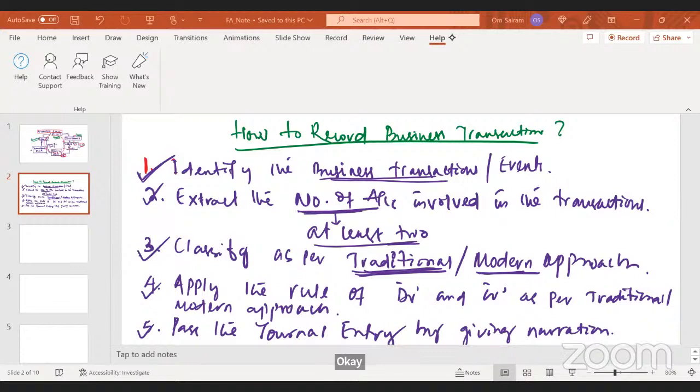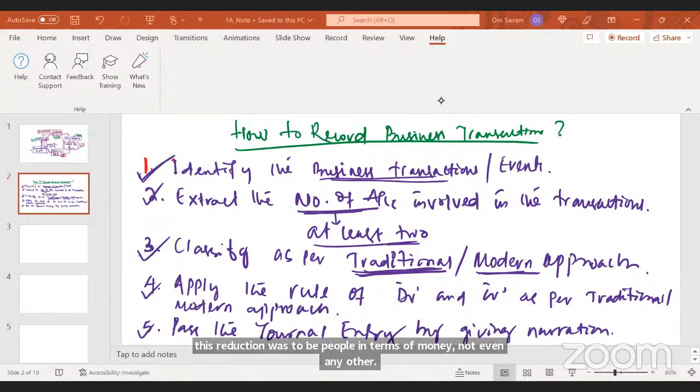So first, we will identify whether it is a business transaction or not. If it is relating to business, then we can say this is a business transaction, and this transaction must be reflected in terms of money, not in any other measurement.